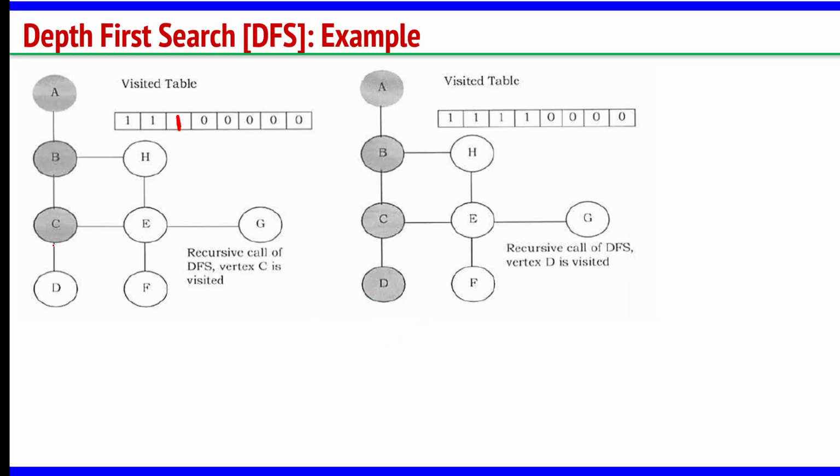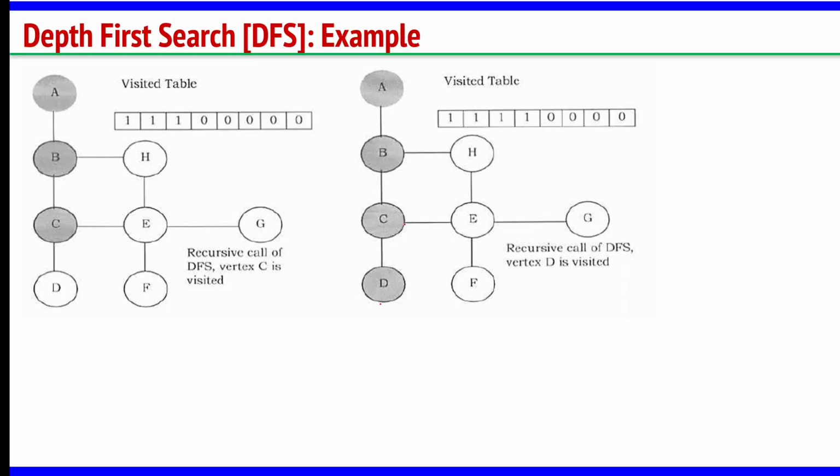After this, from C you go depth wise to D. Is this visited? No, it is not visited, so visit it and make it 1. Next, after visiting D, do we have anything after D? No, this is the dead end. So, the algorithm says whenever you reach a dead end, you backtrack. You will come back to C, which is already visited.